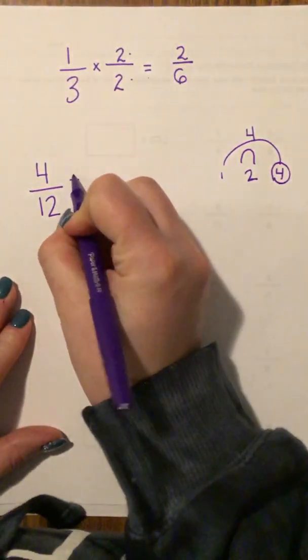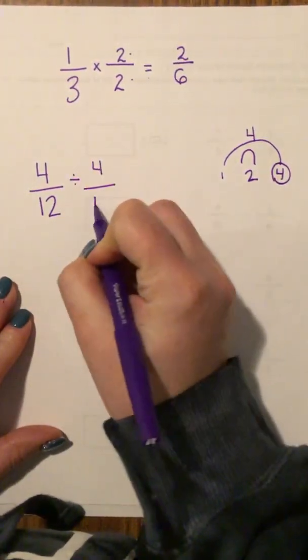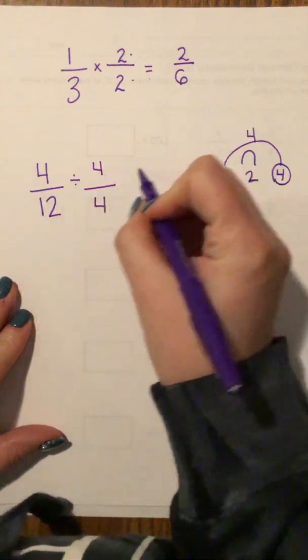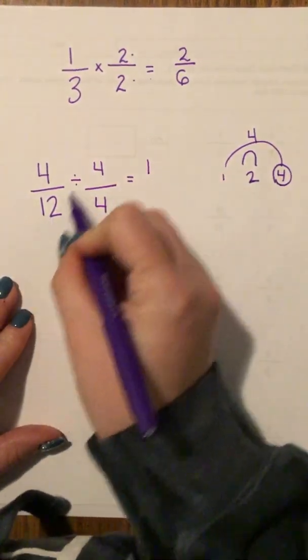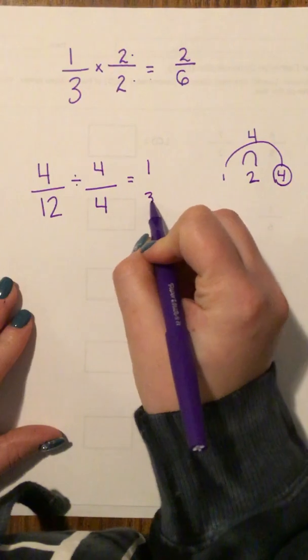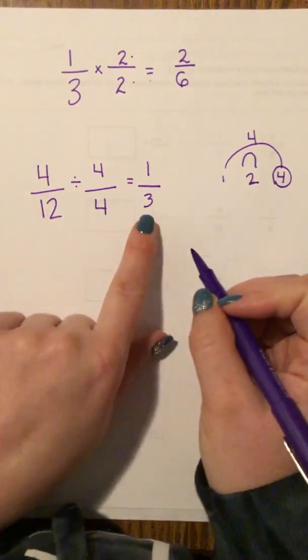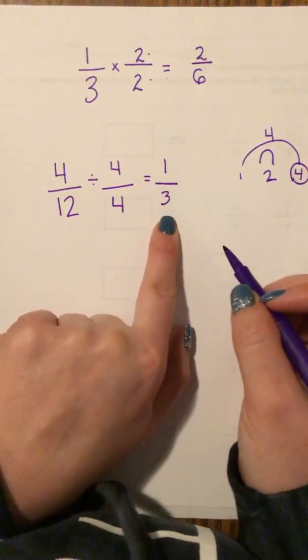So I'm going to divide them both by 4. 4 divided by 4 is 1. 12 divided by 4 is 3. So 4/12 reduces or simplifies to 1/3.